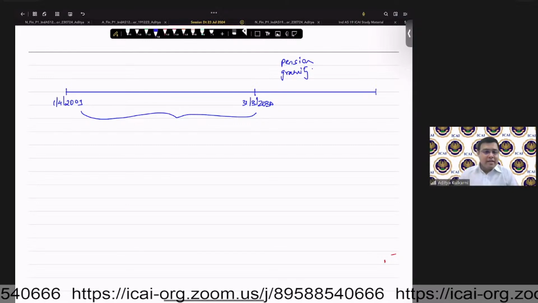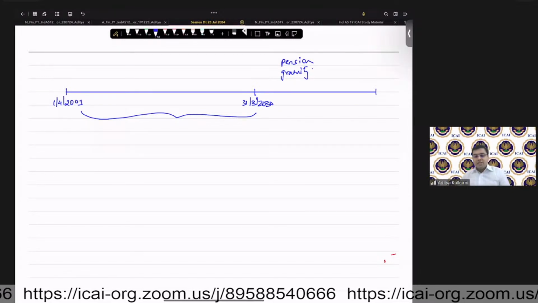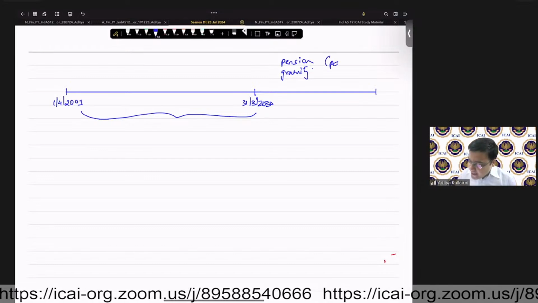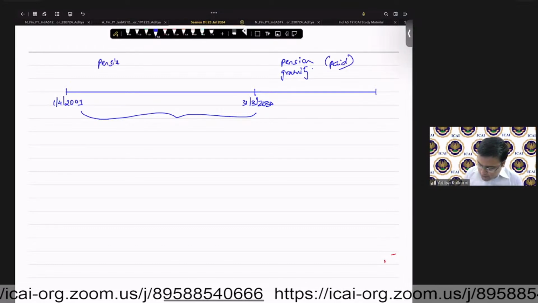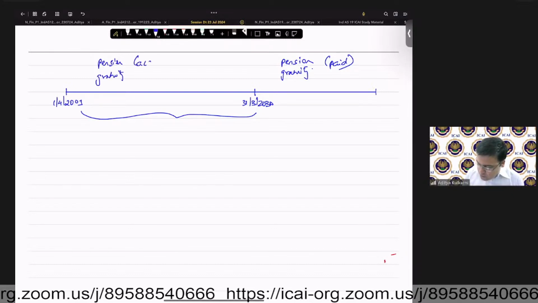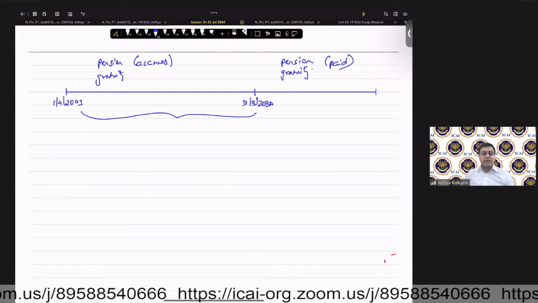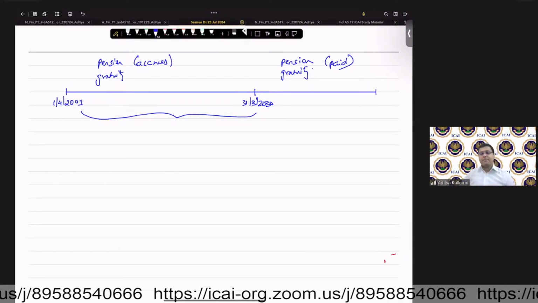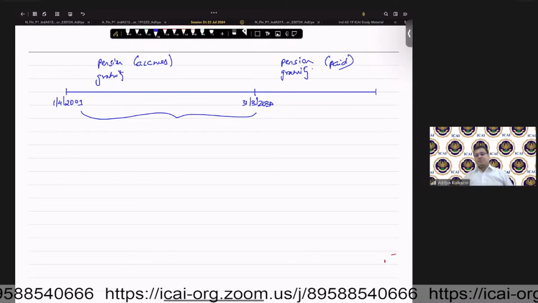So this is where students typically get confused. Pension and gratuity is paid here, but pension and gratuity accrues in this 30-year period. Accrues in this 30-year period. Okay. So this is how it happens.